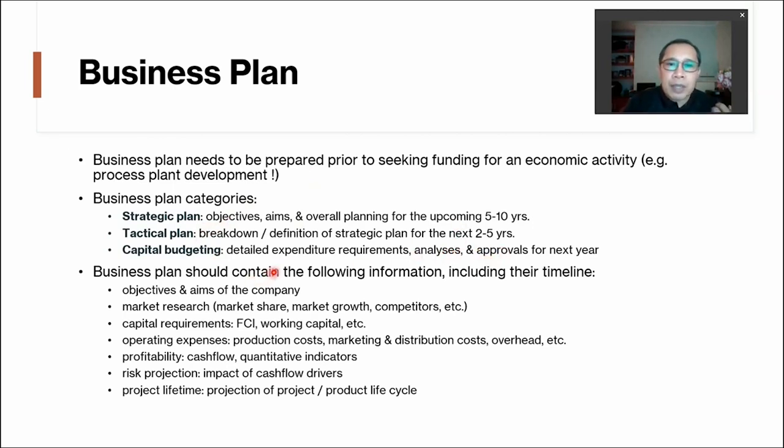A business plan should contain at least the following information, also including the timeline when they will be achieved: objectives and aims of the company, market research summary, capital requirements, FCI, working capital, operating expenses, and so on. Before a project can be funded, there has to be a business plan for the project, because that will tell the lender about the risk factors involved and also the promise given by the project. If a lender decides to invest, how much will they receive in terms of return on their investment, and how much risk do they have to bear? That's what a business plan is for.